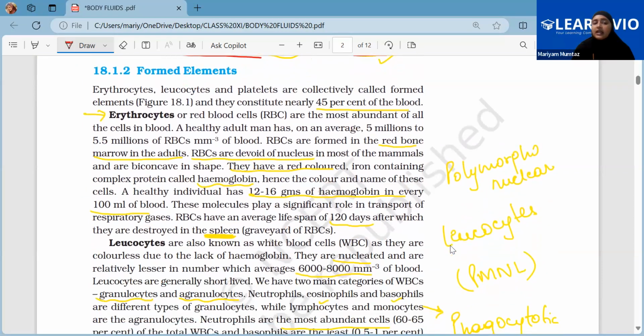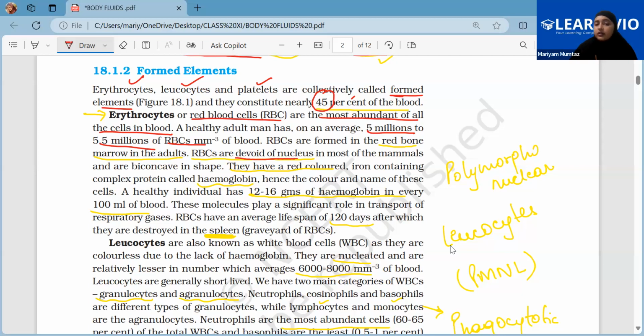Now talking about the formed elements. Erythrocytes, leukocytes, and platelets are collectively called the formed elements, and they constitute nearly 45% of the blood. Erythrocytes are the red blood cells and they are the most abundant of all the cells in the blood. A healthy human has on average 5 to 5.5 million RBCs per cubic millimeter of blood. RBCs are formed in the red bone marrow in adults.